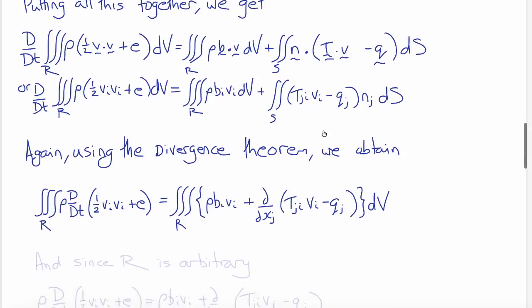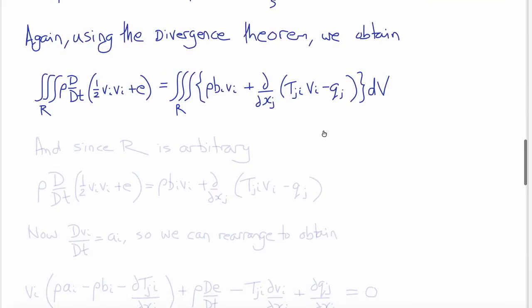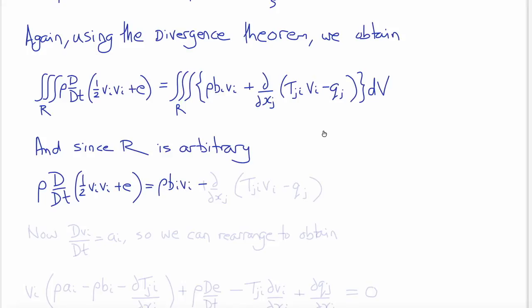And now again, since the region R is arbitrary and the equations must hold for any and all regions R, then the integrands themselves must be satisfied. And therefore rho of the material derivative of 1/2 Vi Vi plus E equals rho times Bi Vi plus del/del xj of Tji Vi minus Qj.